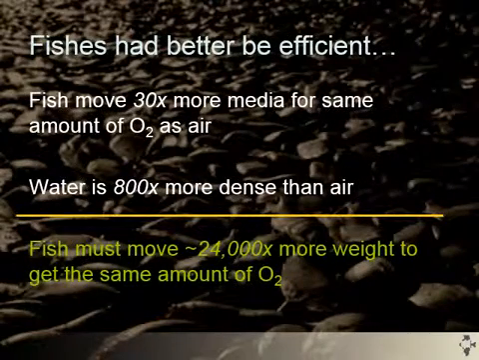So again, efficiency is really key. Fish have to be efficient in terms of acquiring oxygen. We just discussed that the fish have to move 30 times more media for the same amount of oxygen as would be available in atmospheric air.